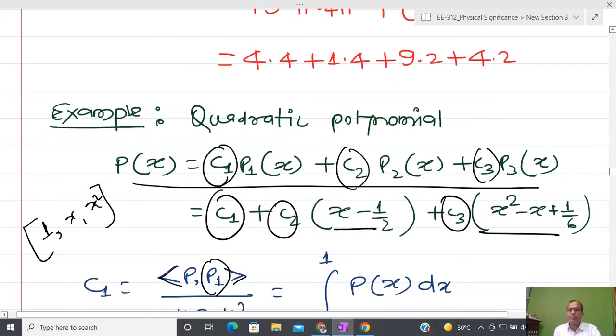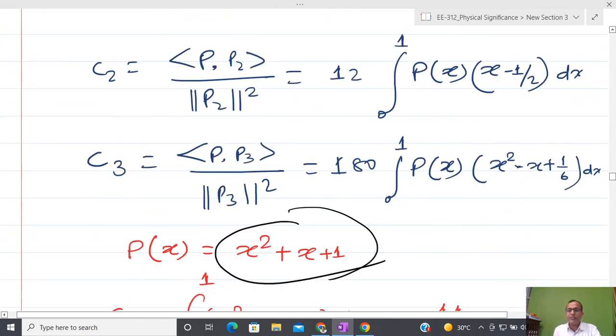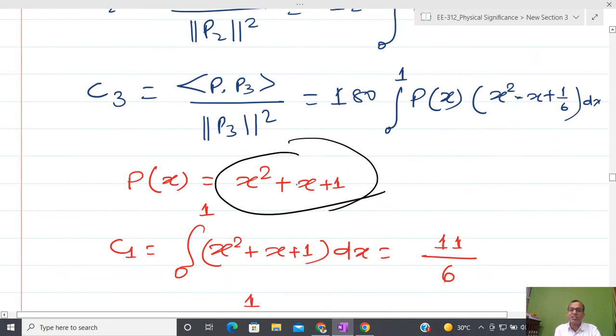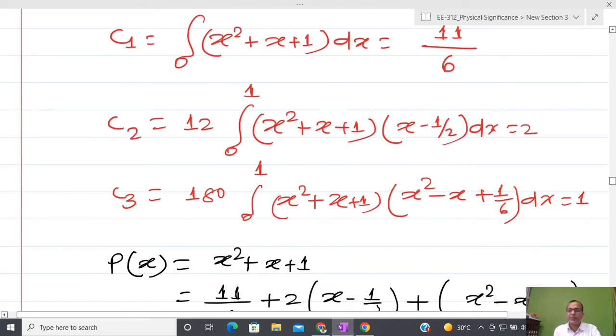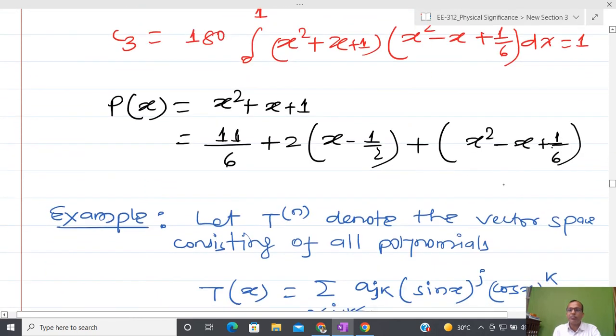So I have fixed the polynomial. Suppose you fix the polynomial p(x) as x square plus x plus 1, then c1, c2 I am able to find like that. C1 is 11 by 6, c2, and in this way I am able to express the polynomial. Now, one of the very much use of this concept is like that.